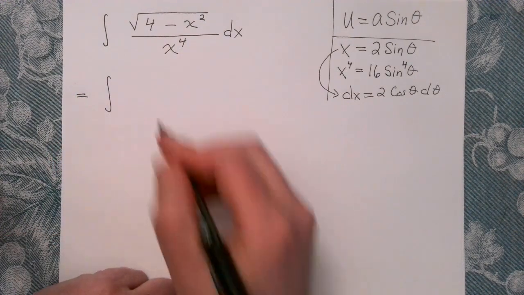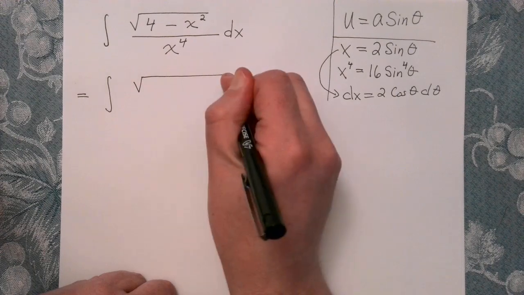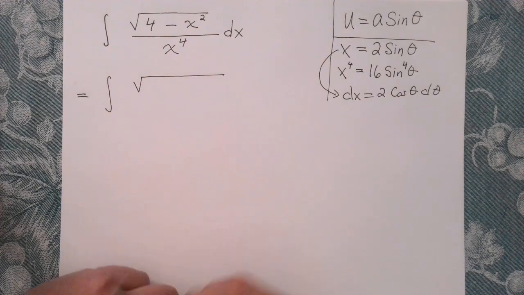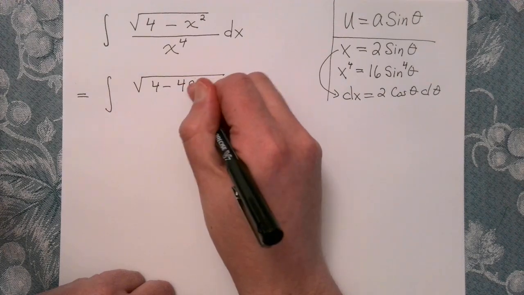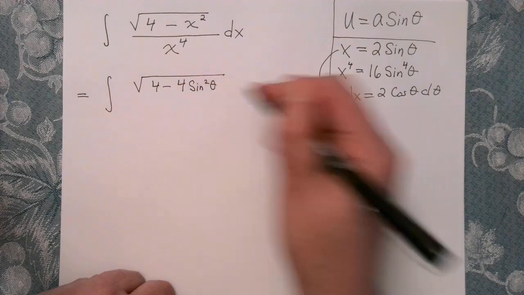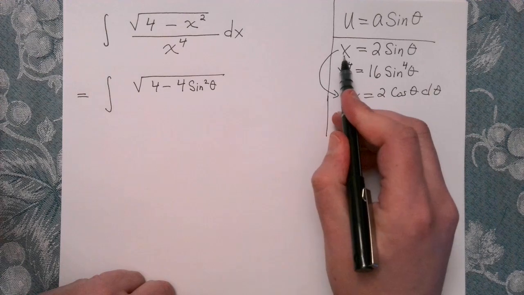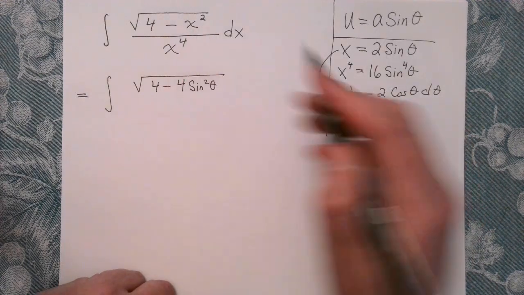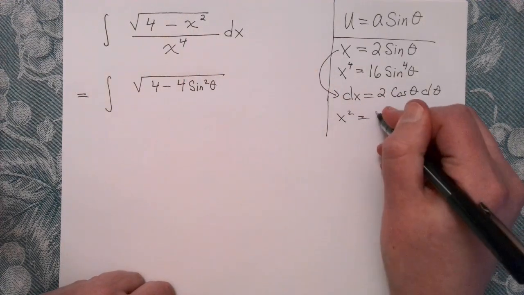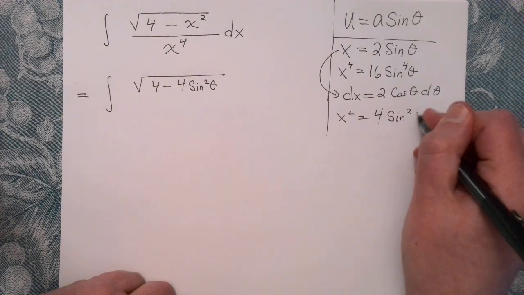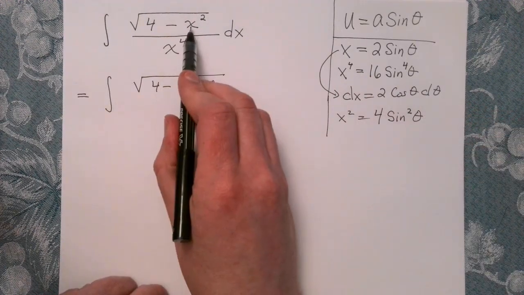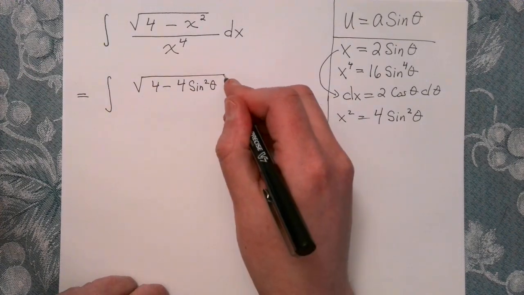Okay, so what do we have here? So I've got 4 minus 4 sine squared of theta. So by the way, if I square both sides of this, I can replace this. I think I forgot to do that. That's fine. We've got it. Okay. So that's that. Don't forget about dx.